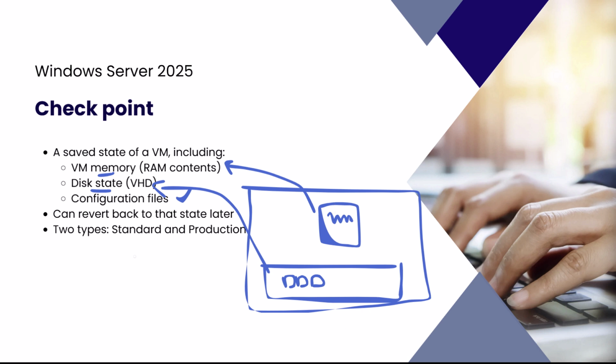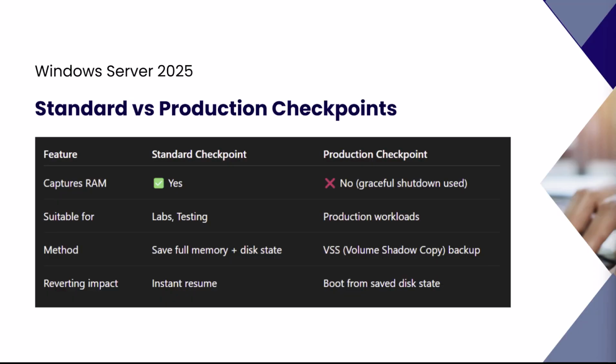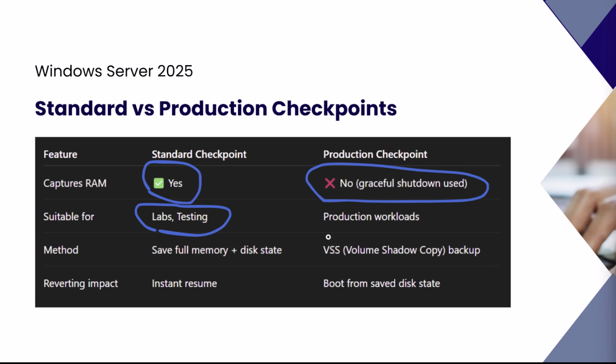There are two types of checkpoint: standard and production. Let's talk about that. Standard checkpoint saves everything. Like I said, it captures the RAM content, so if you kept a file open, it will be available. Production checkpoint uses a kind of graceful shutdown so that it doesn't capture the content in the RAM. Standard is suitable for lab and testing. Production checkpoint is always considered for production workloads.